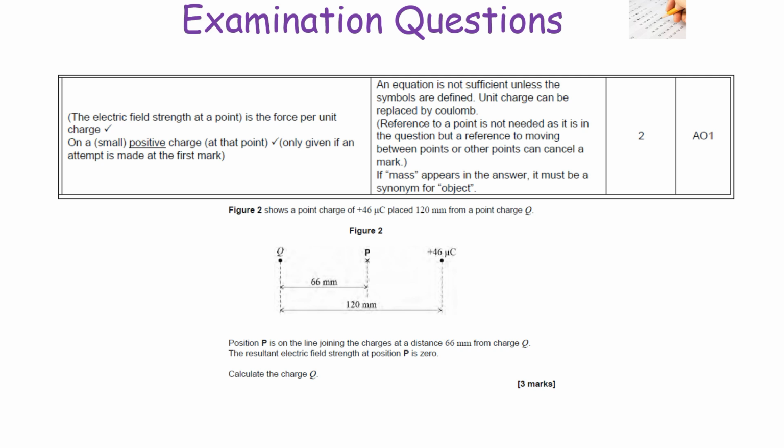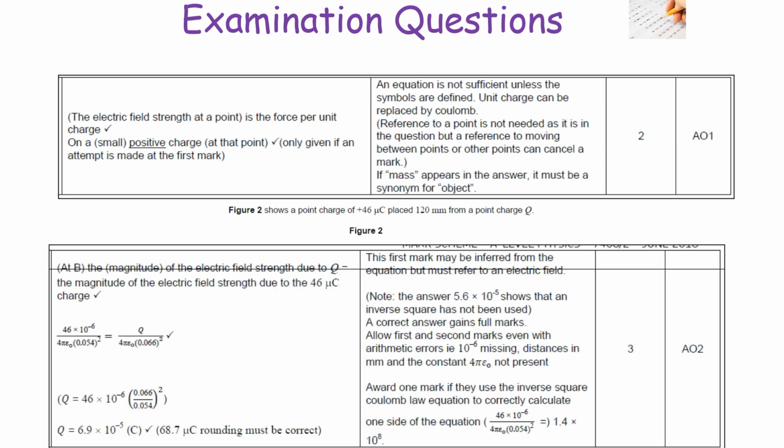And that also makes sense because the two fields are going to cancel out, and you notice that the 46 microcoulomb charge is actually slightly closer. So that tells us that the charge Q is going to be slightly bigger to make up for the fact it's slightly further away, to give equal electrical field strengths, so they cancel each other out at P.